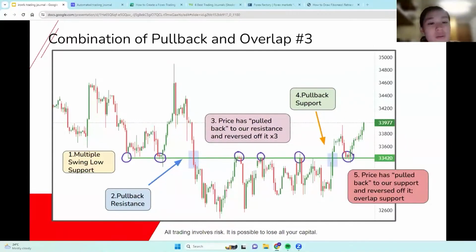In this last example, we have multiple swing lows that are in line at the 33420 level. Once price breaks this level, it becomes a pullback resistance. We can see price has tested this level 3 times, 1, 2, 3 over here, making it a strong overlap resistance level. And then once price passes again, it becomes a pullback support. Once it bounces off that level, it then becomes an overlap support.